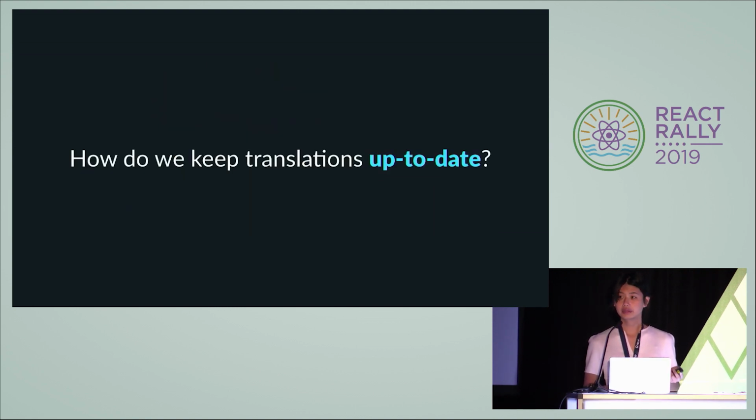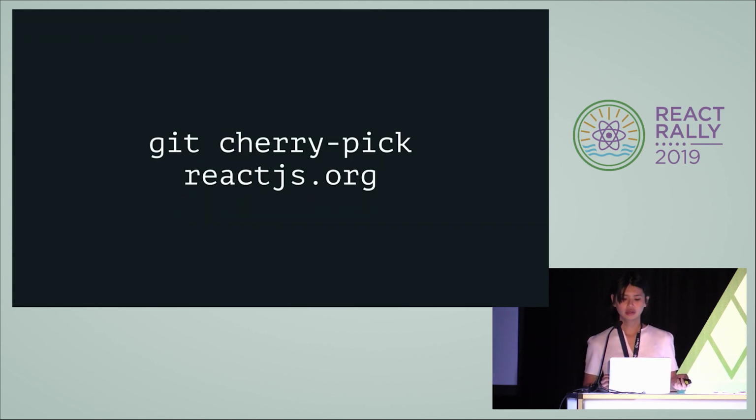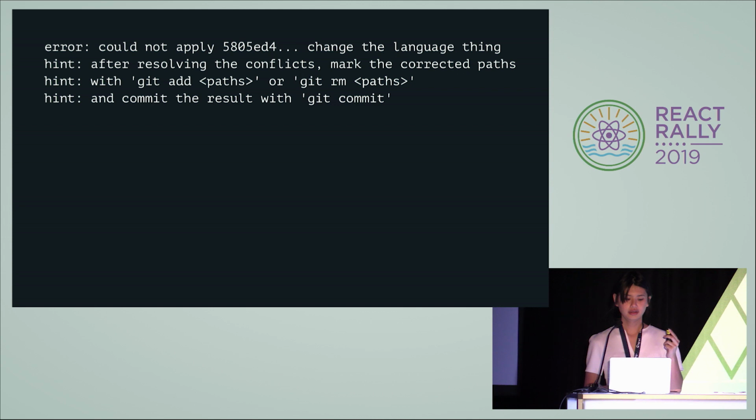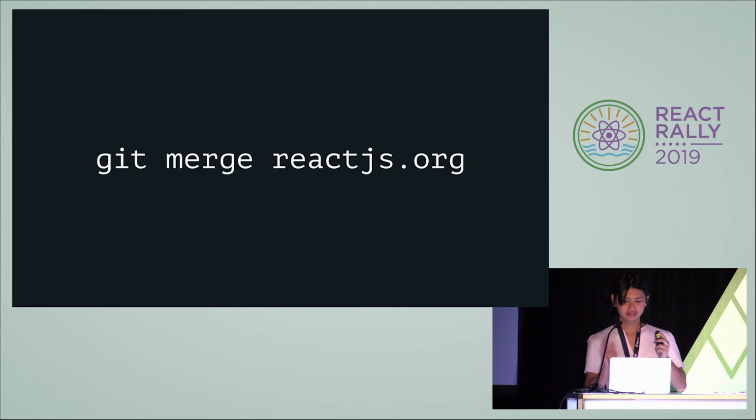Finally, we're going to get a little bit into the more technical side and ask how do we keep the translations up to date. As you remember, we want to make a bot to track the changes. So the way this bot works is we first just need to cherry pick the official React docs, and well, there was an error. That's okay. We can just commit everything, and oh geez, there's another error. We just need to commit again, and you know what? Screw this. We're just going to use Git Merge.